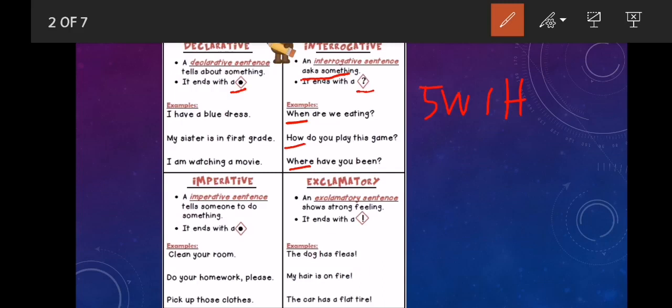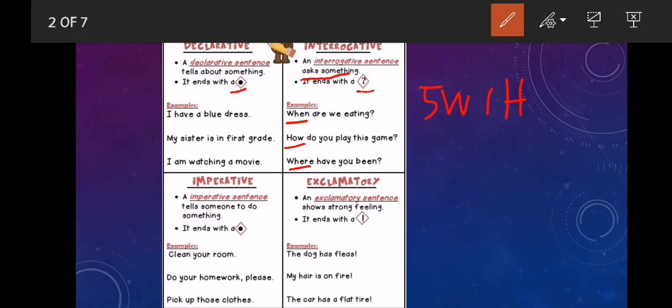Next we have imperative. Imperative sentence tells someone to do something. Dia mau ayat menyuruh. Okay, but it ends with a full stop lah. For example, do your homework please, pick up those clothes, send in your homework, gitu.